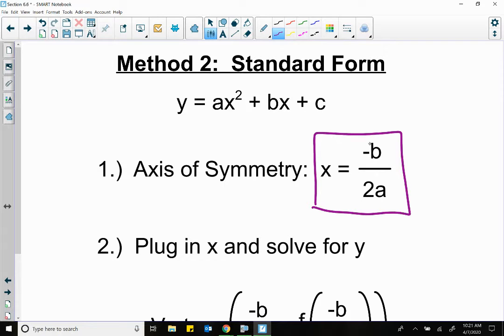This is the opposite of b over 2a. It looks like basically the quadratic formula without the discriminant, and that's exactly where this piece is coming from. This is the opposite of b over 2a. Okay, then once you know what x is, because that will be the x part of the vertex, how do you find the y part? Well, you plug in x and solve for y. Okay, and that's how you find the vertex in standard form.